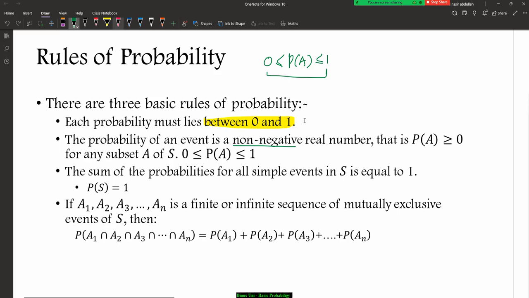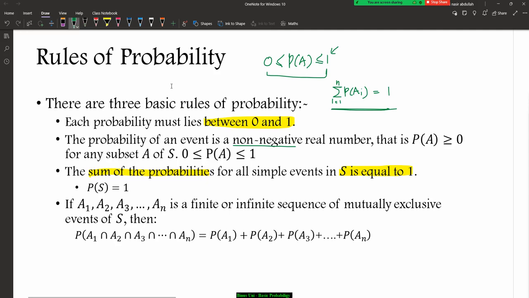The second rule: the sum of the probabilities for all simple events in S should be equal to 1. Since the highest value of a probability is 1, the total of all probabilities, the sum of P(A_i) where i equals 1 until n, should be equal to 1. The third rule: if A1 until An is a finite or infinite sequence of mutually exclusive events, then the probability values can be added, that is, they are additive. All the probabilities in the same sample space can be added, so we get a total value of 1. This is a very basic rule of probability.